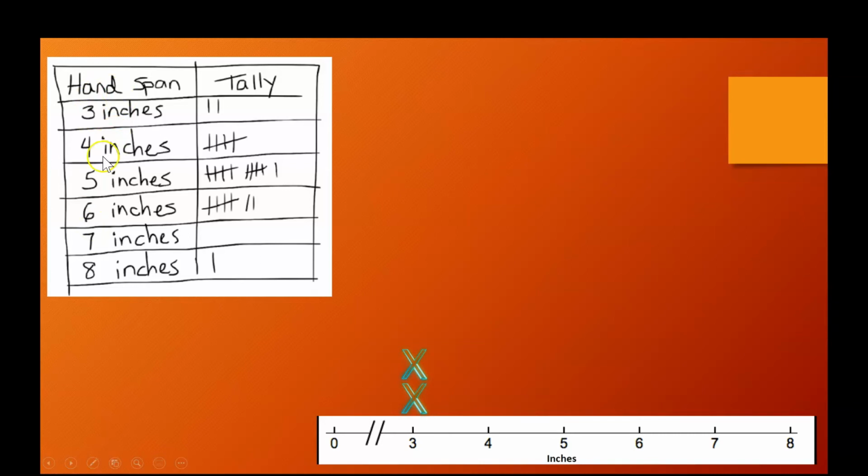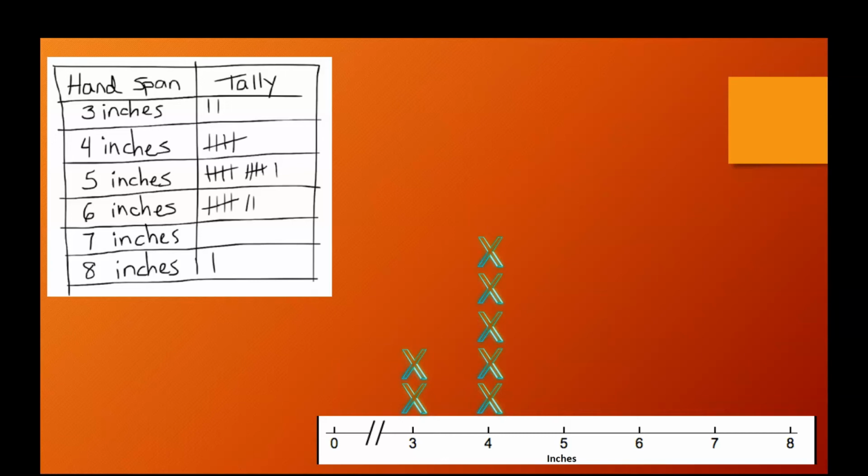Now we're going to look at the 4 inches. We can quickly look at these tally marks. If there's a line through it, that means that there's 5. So all we have to do is we look at it quickly, there's 5 because there's a line through it, and that automatically means 5. So let's put 5 x's above the 4. 1, 2, 3, 4, 5.